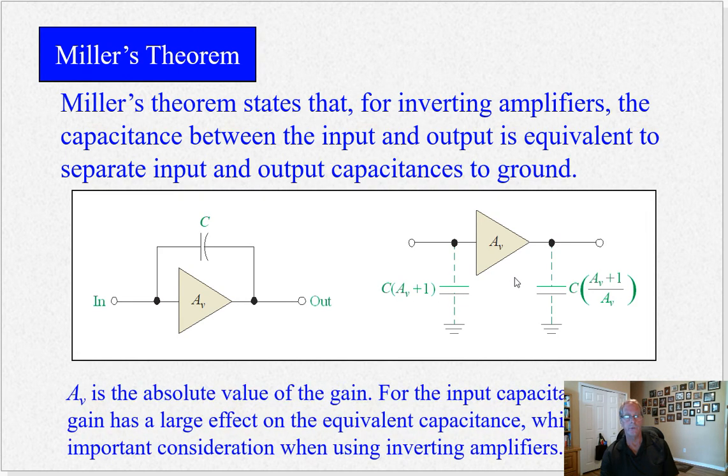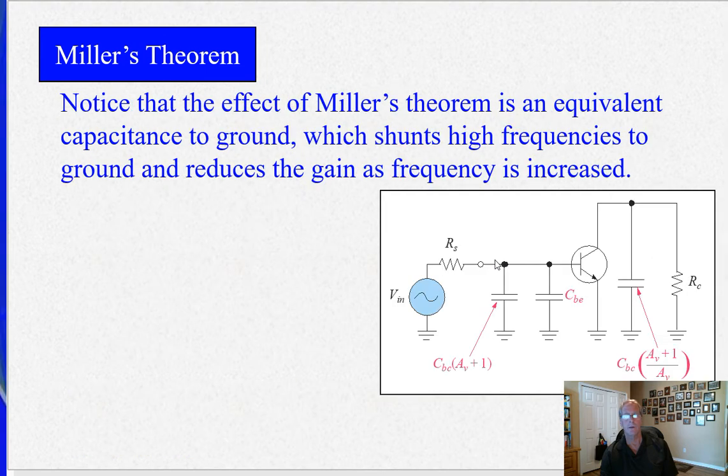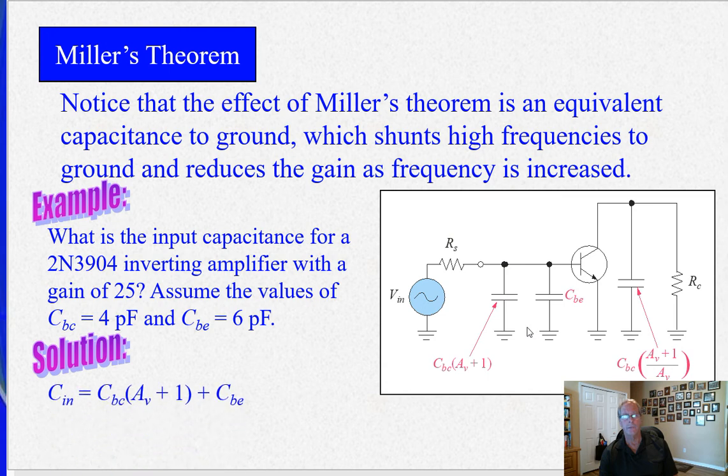So there'll be an example or two on this. AV is the absolute value of the gain. It's not in dBs. We'll talk about dBs in a minute. So the gain is a large effect on the equivalent capacitance. So this is a shunt capacitor to ground, is what it manifests itself as.